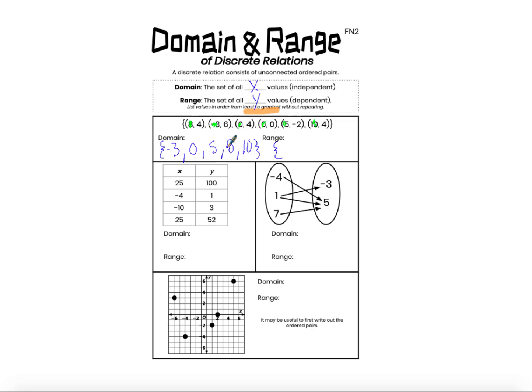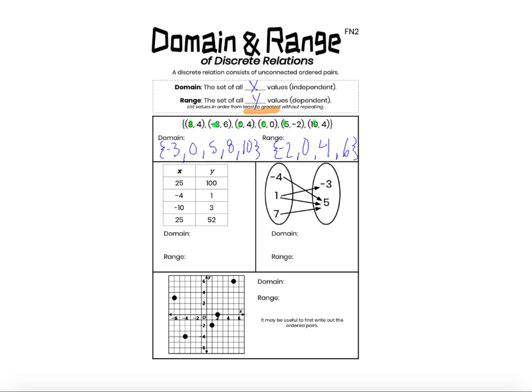The range is the set of all the y values. So the smallest is -2. We look at all the y values: -2, 0, 4 occurs 1, 2, 3 times, but we only write it once, and then 6, ending with the curly bracket. The domain and range of discrete relations, that word discrete will make more sense once we learn what a continuous relation is, but a discrete relation just means we can list out the ordered pairs. So we're able to list out the domain and range.